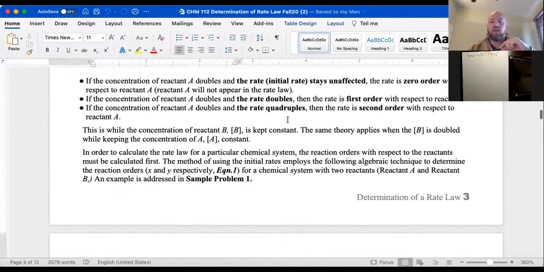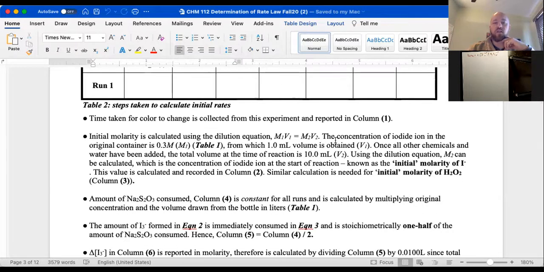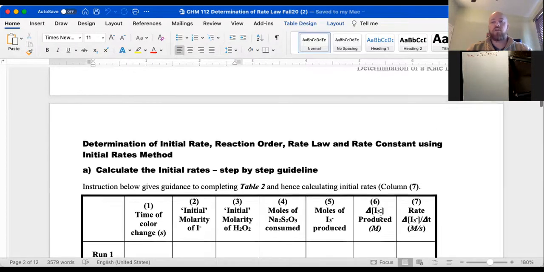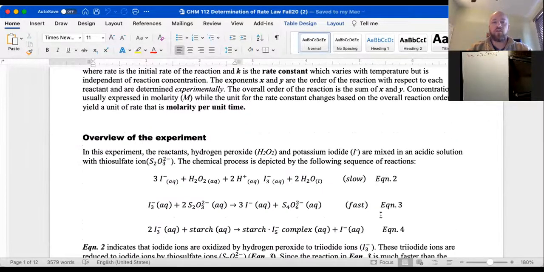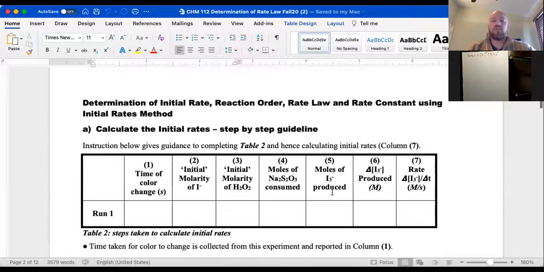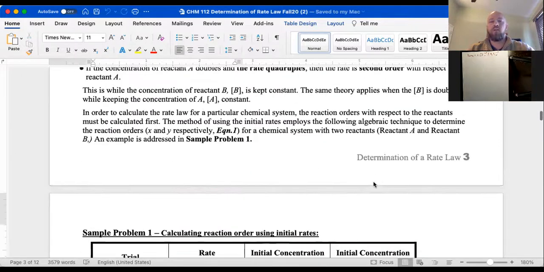As you're looking at them, the data table walks you through how to get the concentrations. These initials are from the moles times the volume. This is half of the thiosulfate values. And then the concentration is just divided by the total volume of our solutions, which is just 10 milliliters. Then the rate is the concentration divided by the time. So each one of those would be dependent upon the rate value for each run.